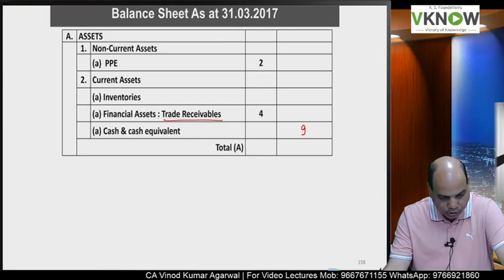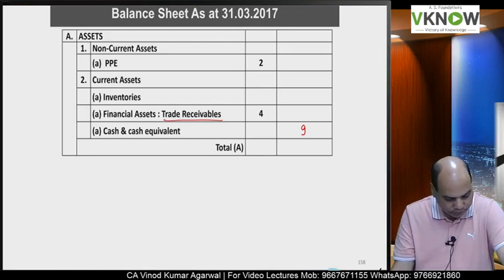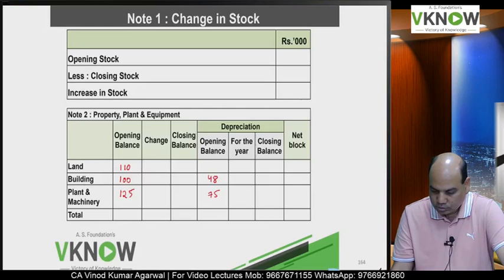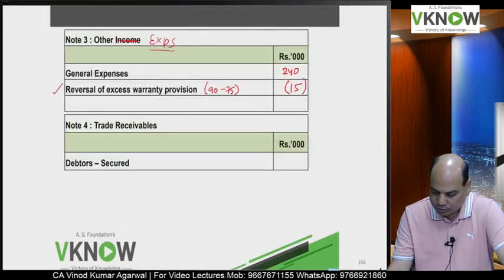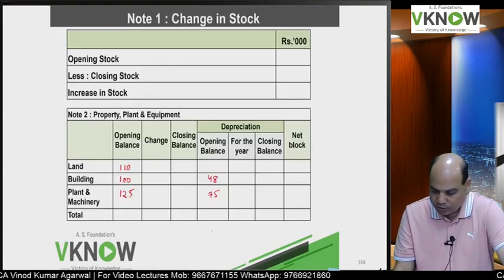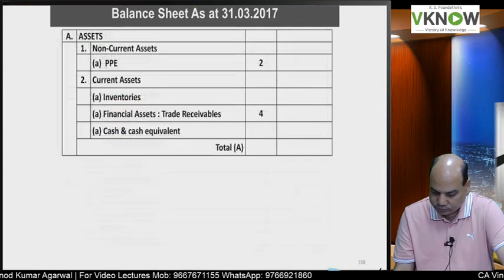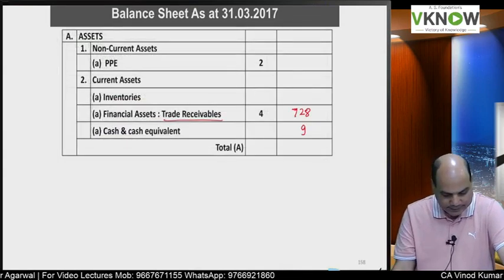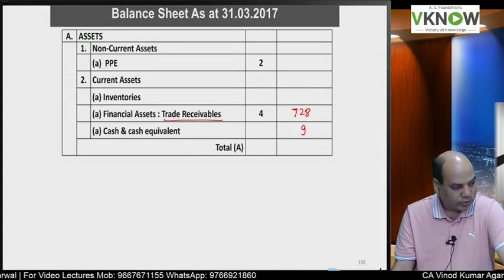Trade receivable, financial asset, trade receivable, current asset, 728. Why is note 4 written? Is there any note on that? Okay, let us write down first here. How much? 728. Assume secured, and then we'll transfer it to the balance sheet also. 728. Okay, now the trial balance is over.